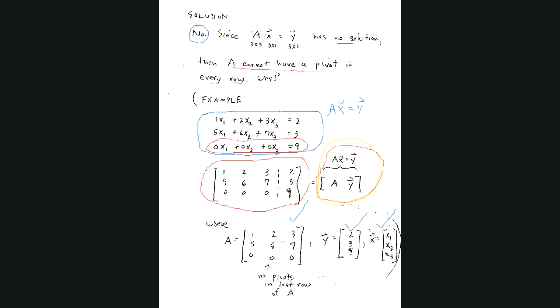The matrix A has no pivots in the last row of A. So this is something that is important in order to answer this question. If this system of equations, AX equals Y, does not have a solution, then we have to have one of the equations like this last equation here, right? I'm doing it with three equations and three unknowns. You could do it with two equations and two unknowns.